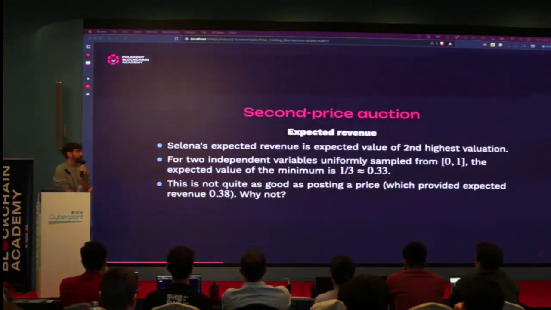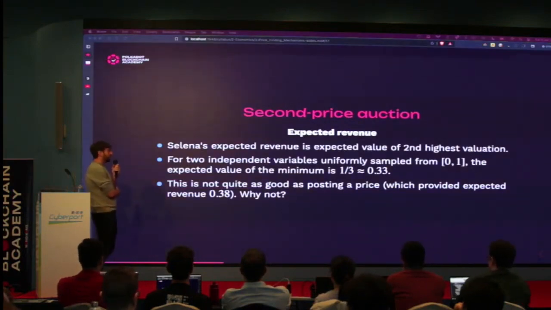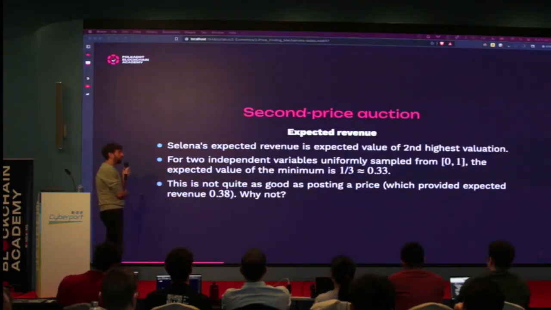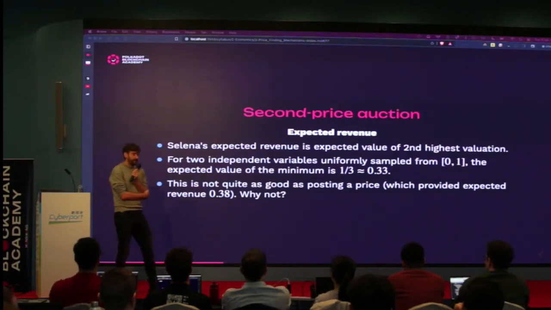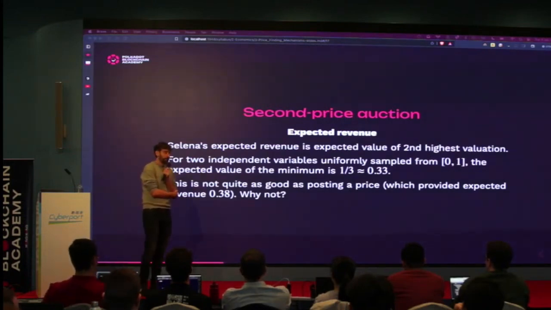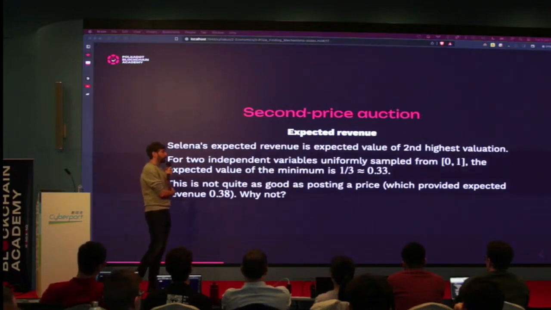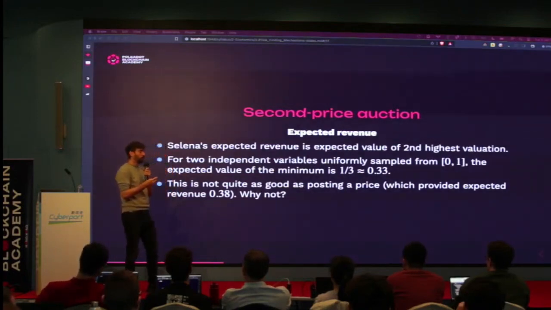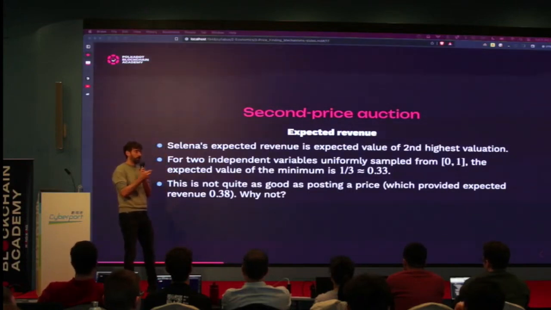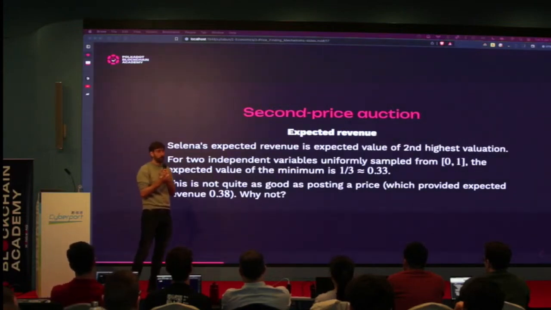Let's look at the expected revenue. So Selena's expected revenue is the expected value of the second highest valuation, right? That is also quite intuitive because the bid of the highest valuation will win, but she will only get the bid of the second highest valuation, right? Does that make sense? Because that's the rule of the game, right?